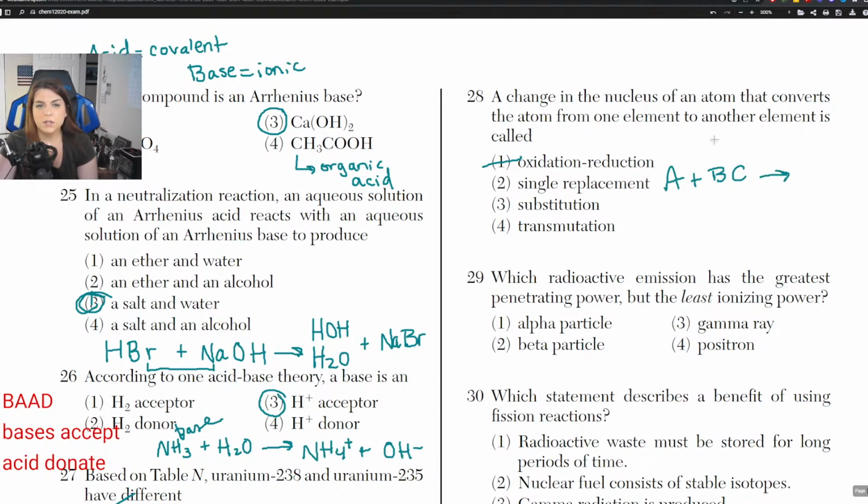There's two outcomes here. If A is positive, like a metal, then you would have AC plus B. But if A is a non-metal and it's negative, then you would have BA plus C. So those are the options for the single replacement. Substitution is organic, where you would swap out like one chlorine for a bromine. Typically it's a hydrogen and then like a halogen. The transmutation is the one where we're going to mutate. We're changing from one thing to another.